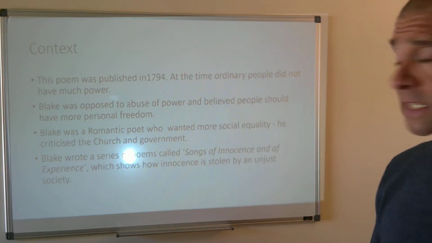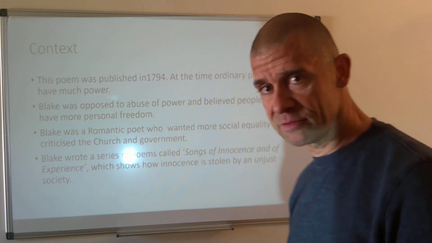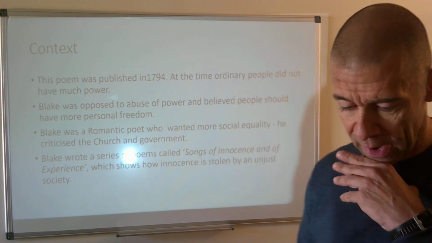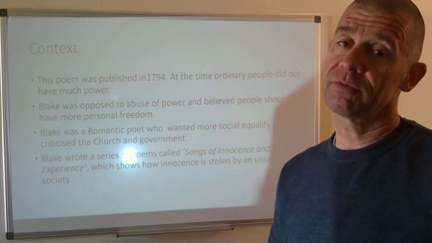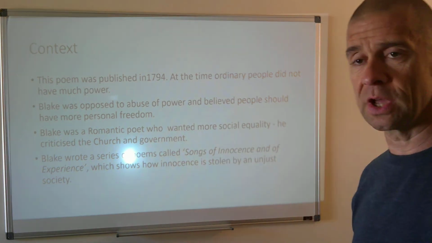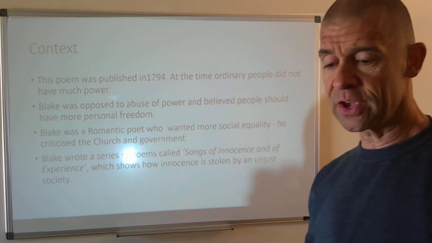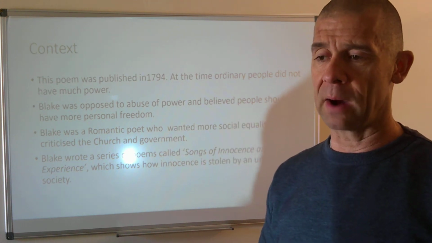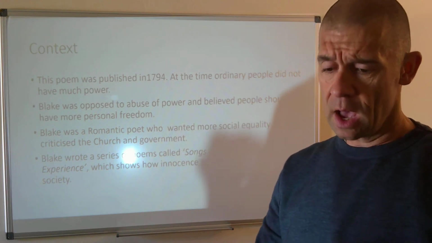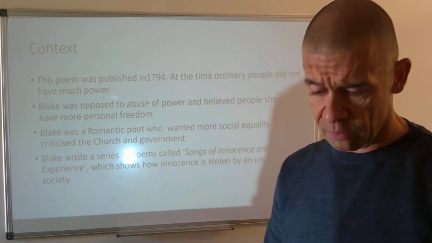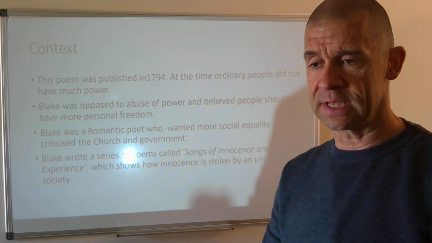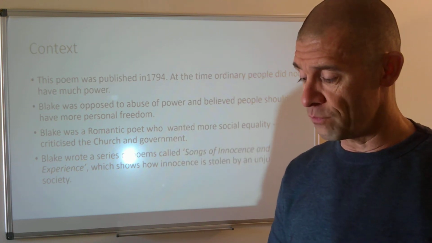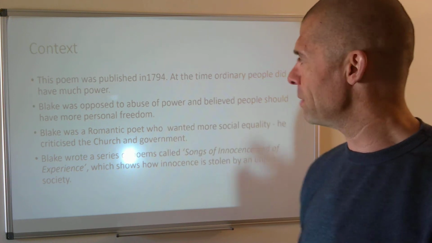Okay, the context. As I've said already, this was published in 1794. At the time that this was published, ordinary people had very little power. In fact, most of them didn't even have a vote, which we would take for granted nowadays. So they couldn't really change the government. Blake was opposed to the abuse of power. Taxes were high, a lot of people were living in poverty, there was a lot of disease, a lack of education, especially if people weren't rich, and especially, unfortunately, for women.